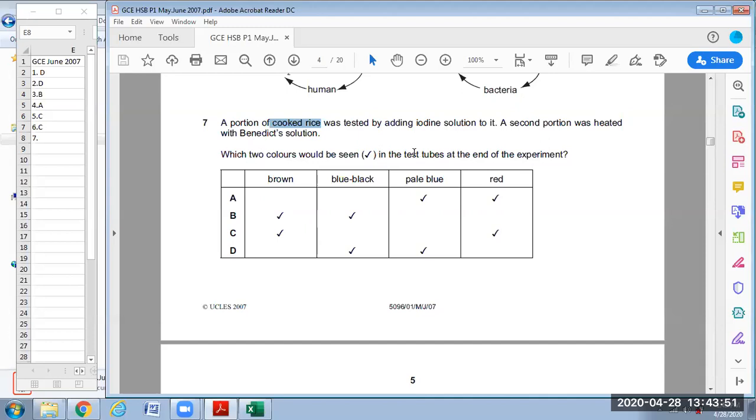Now they say which two colors will be seen at the end of the experiment. So if you boil it, you won't see the blue-black because it would have destroyed the iodine solution. Remember when you're doing the starch test, you don't ever boil it, you just add it one time. So the best answer here would have been C, because when you heat it with Benedict, it will turn red. C.